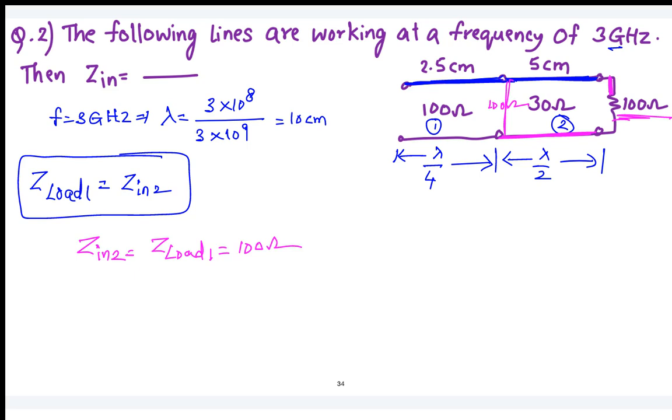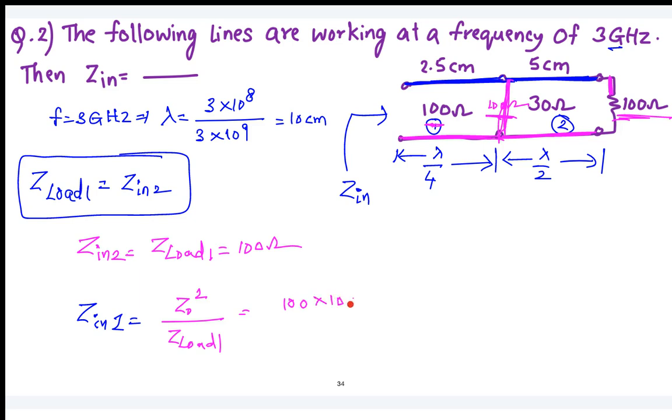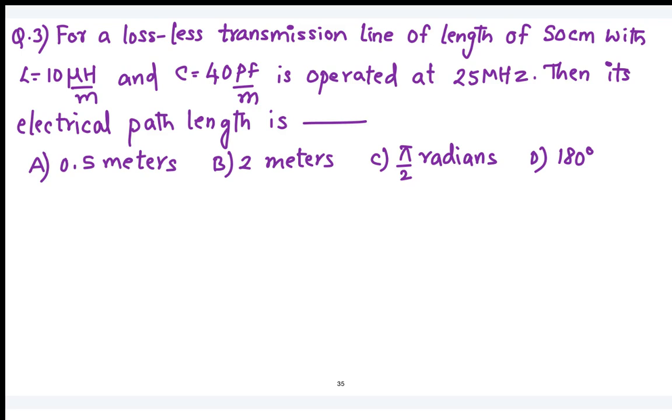Then in that case, what is the input impedance for the first line, the primary line? The first line is lambda by 4 and the effective load impedance is 100 ohms. So Z0 is 100 and ZL is also equal to 100. So you can apply the formula Z0 square divided by the load for the first one. Z0 is 100 and ZL is 100. You are going to get a value equal to 100 ohms.